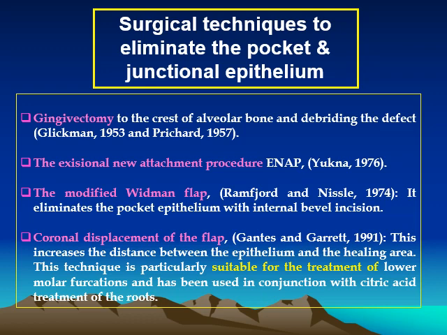The surgical techniques that are used to eliminate the pocket and junctional epithelium are gingivectomy, which is used to the crest of the alveolar bone to debride the defect, the excisional new attachment procedure or ENAP, the modified Widman flap that eliminates the pocket epithelium with internal bevel incision, or the coronal displacement of the flap. This increases the distance between the epithelium and the healing area. This technique is particularly suitable for the treatment of lower molar furcations and has been used in conjunction with citric acid treatment.